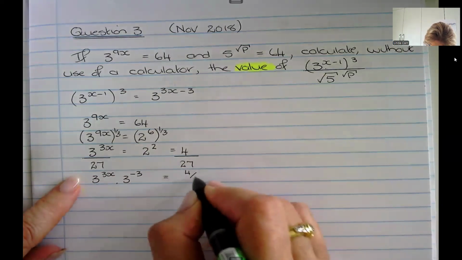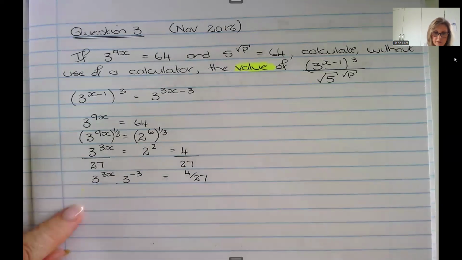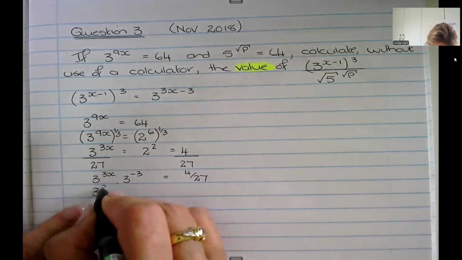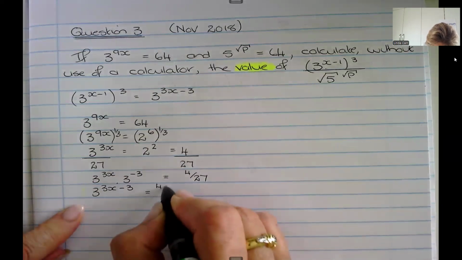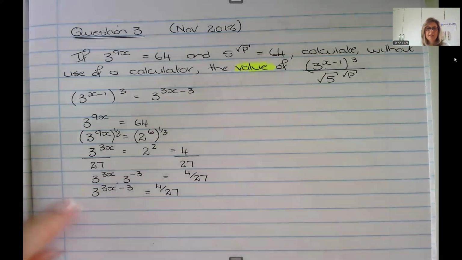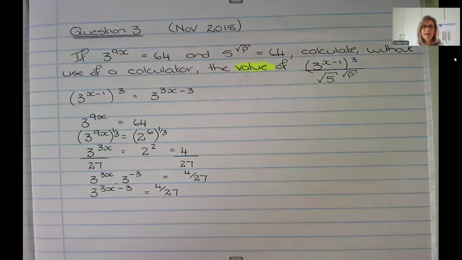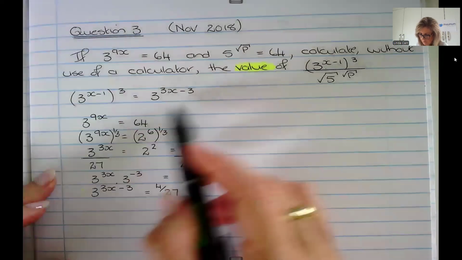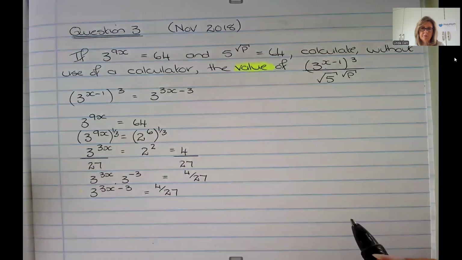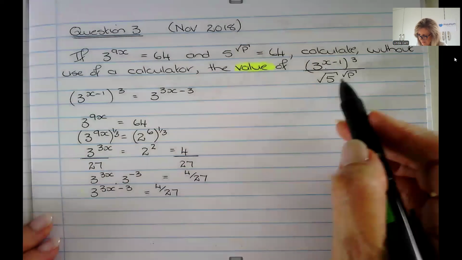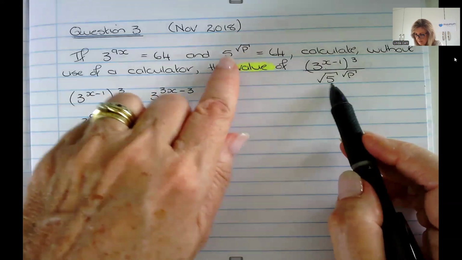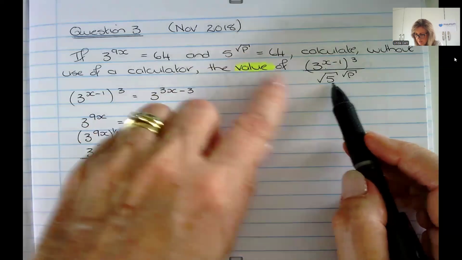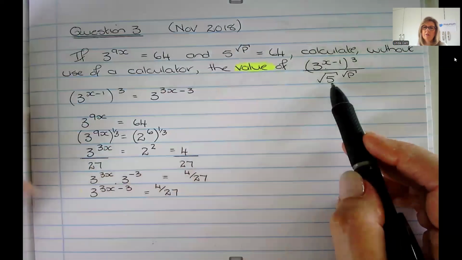Equals 4 over 27. One last step, 3 to the 3x minus 3 is 4 over 27. So I have now dealt with the numerator. I have an answer. Okay, now we're going to look at the denominator. The denominator is much closer. The only difference is I've got this sneaky square root over the 5.